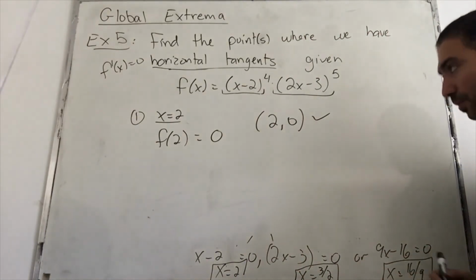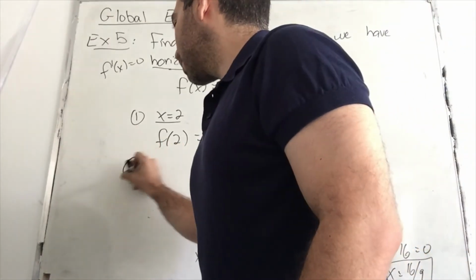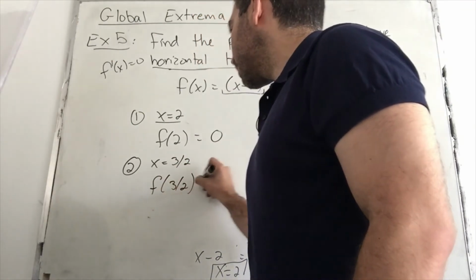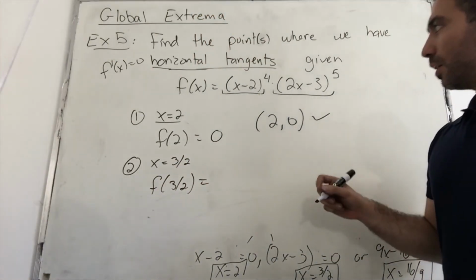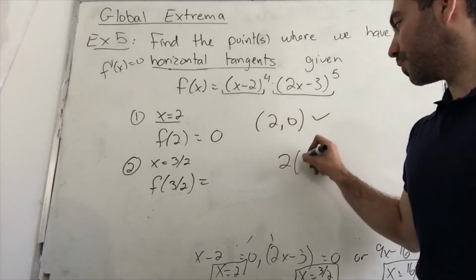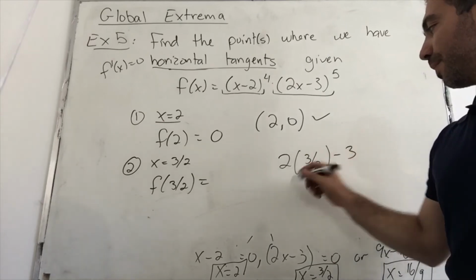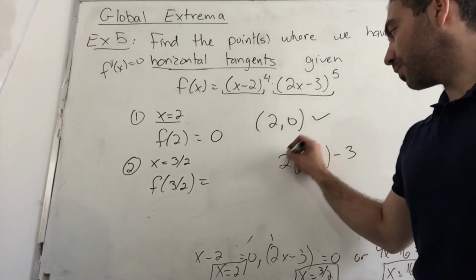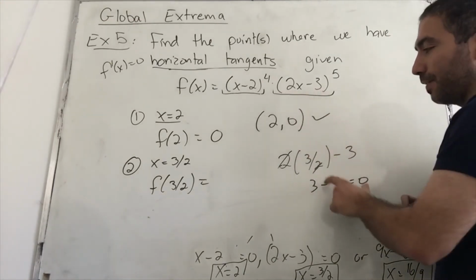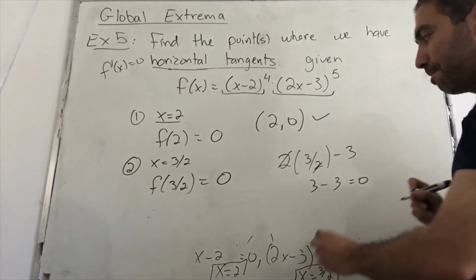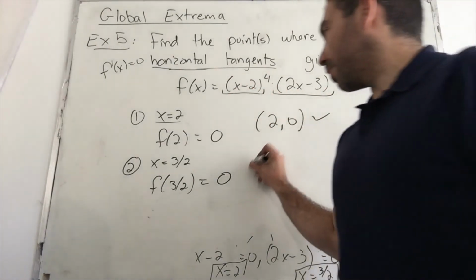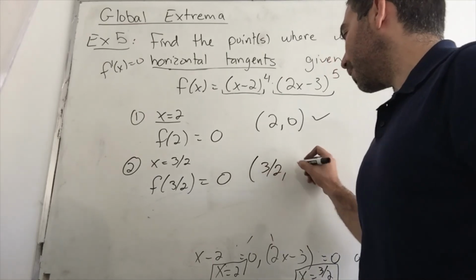The next one is 3 over 2. So when x equals 3 over 2, f of 3 over 2, we could plug in the 3 over 2 over here. So 2 times 3 over 2 minus 3. Here, 2 times 3 over 2, the 2's cancel, leaving us with 3 minus 3, which is 0. So this piece here is going to give us 0. And 0 times this is just 0. So the second tangent is at 3/2 comma 0.